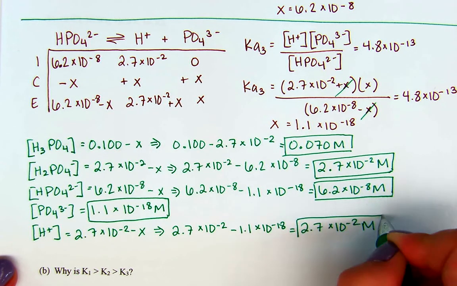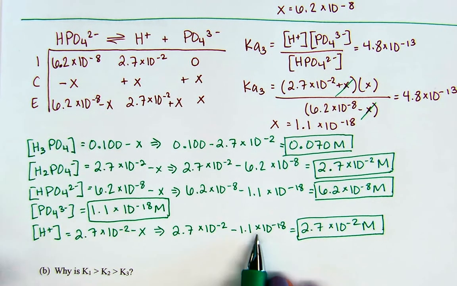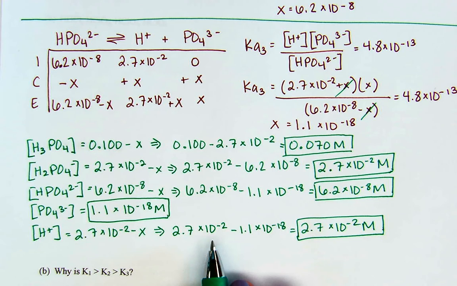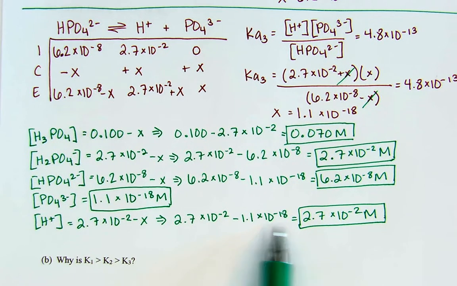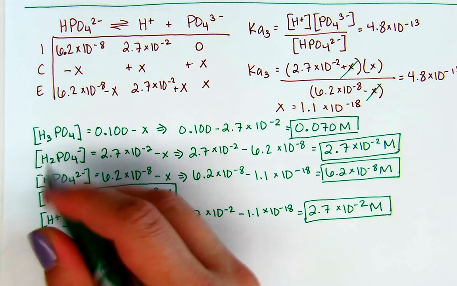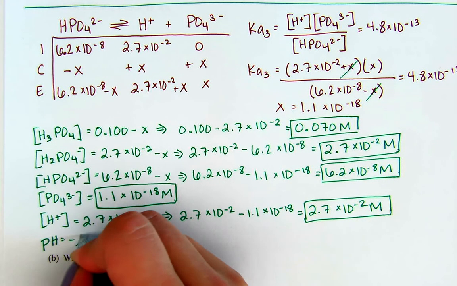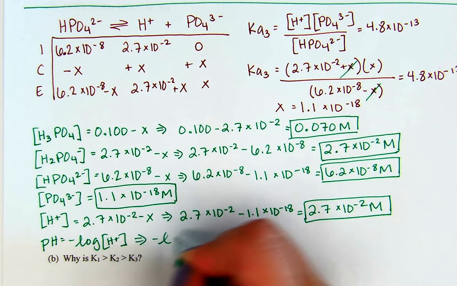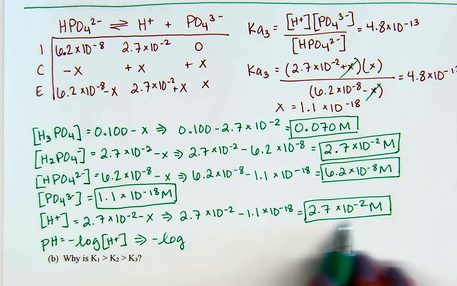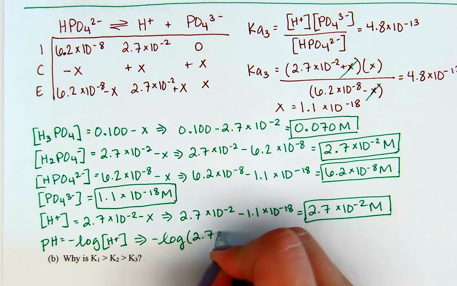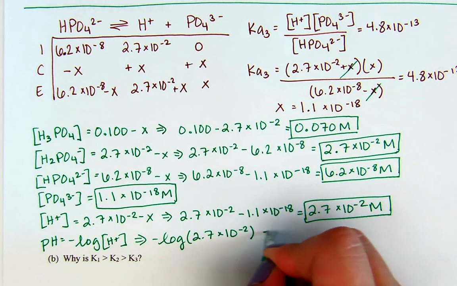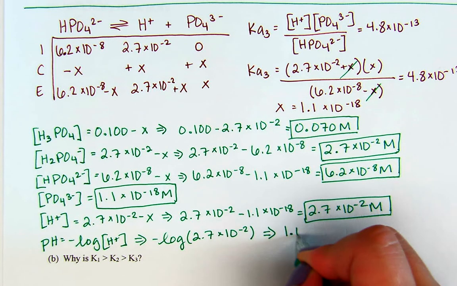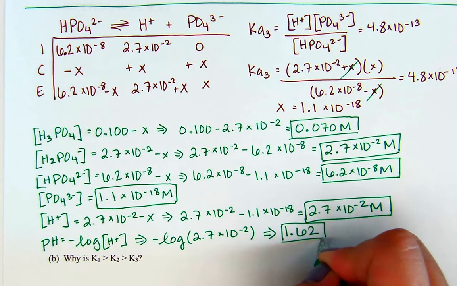And so if you're on a test, you don't have to write this out. If it's super tiny like this, it's not going to make a difference. You won't get marked off if you don't write this part. Then you just go straight to the 2.7 times 10 to the negative 2. So let's calculate the pH then. The pH equals negative log of the hydrogen ion concentration. So it equals negative log of 2.7 times 10 to the negative 2. And that equals 1.62 for our pH.